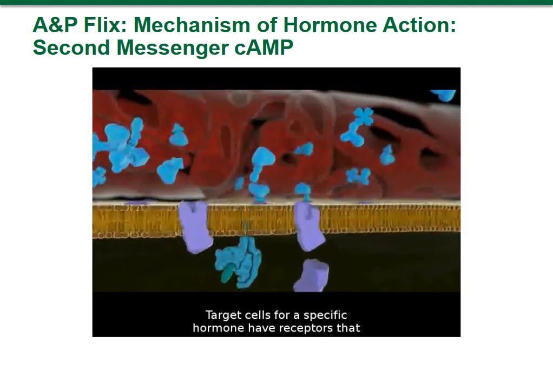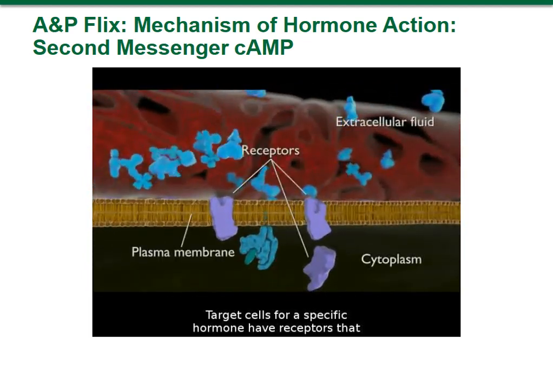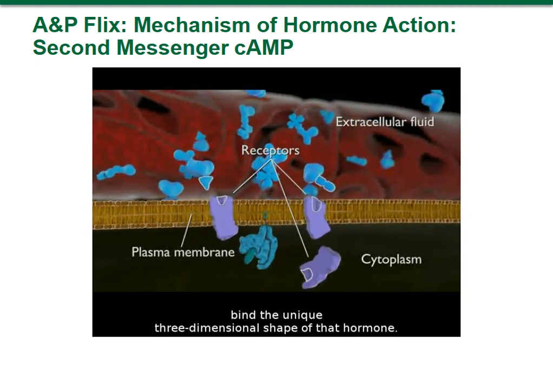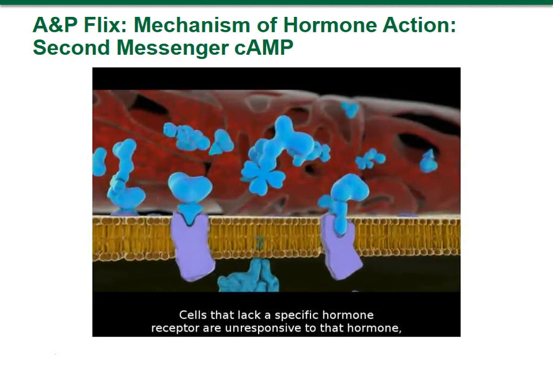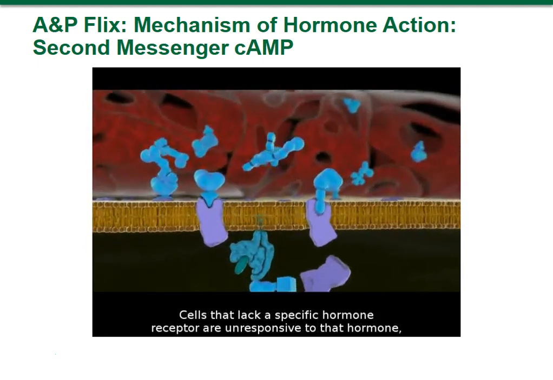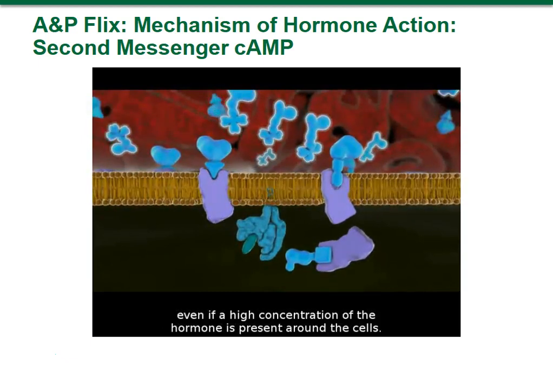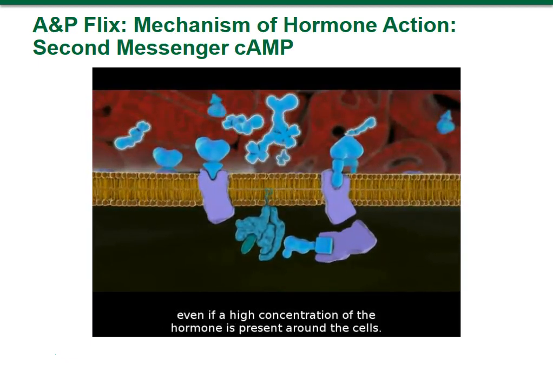Target cells for a specific hormone have receptors that bind the unique three-dimensional shape of that hormone. Cells that lack a specific hormone receptor are unresponsive to that hormone, even if a high concentration of the hormone is present around the cells.